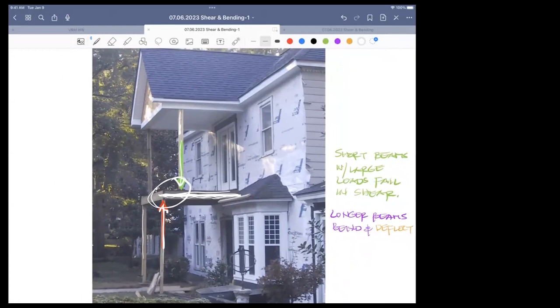I have an important note here that I added as I was looking at my slides. Short beams with large loads fail in shear. Longer beams will bend and deflect. Shorter beams with huge loads. I don't know what shorter is. It depends on situations. But if you have a 4-foot steel beam on a roof carrying a heavy chiller, that one is not going to bend and deflect. It's all about shear. But then the longer it is, bending and deflection kick in, and those are critical at midspan.